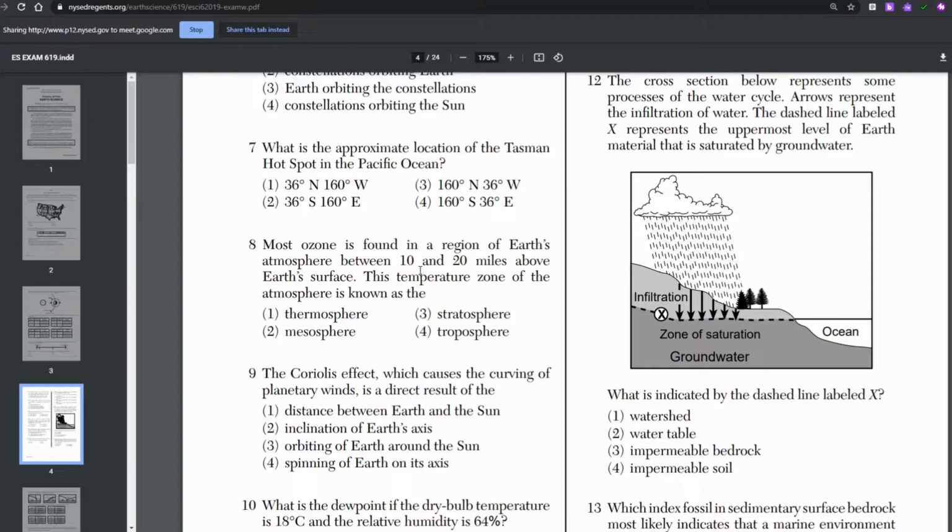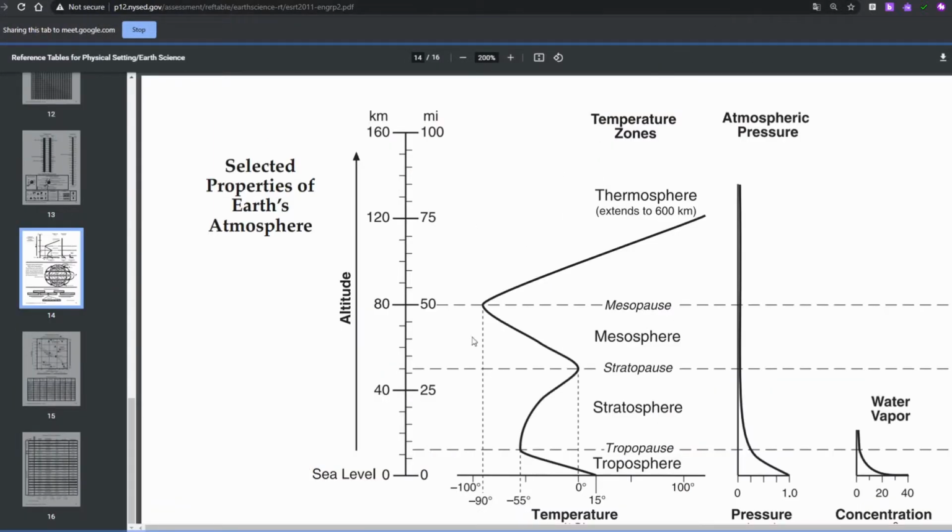Most ozone is found in a region of the Earth's atmosphere between 10 and 20 miles above the Earth's surface. This temperature zone is known as the what? Jade's thinking stratosphere. Maya also says stratosphere.